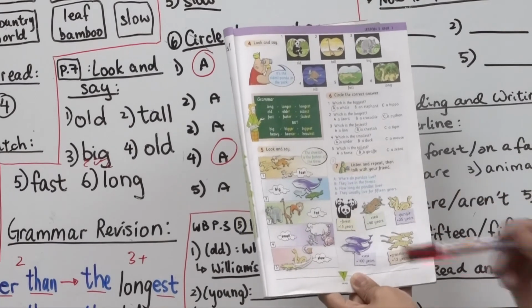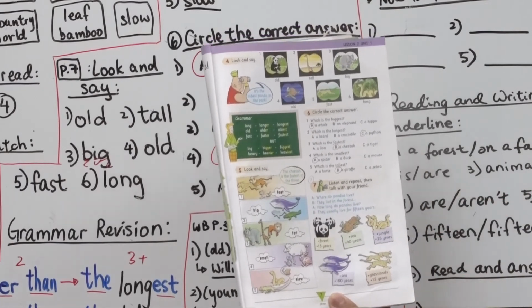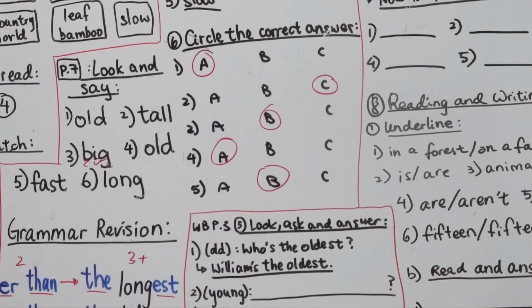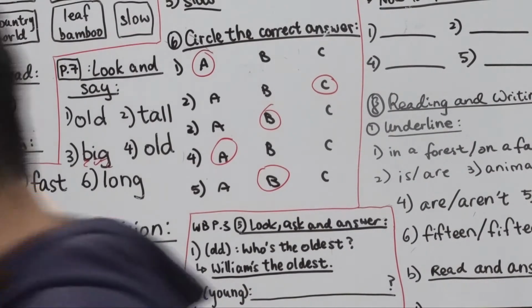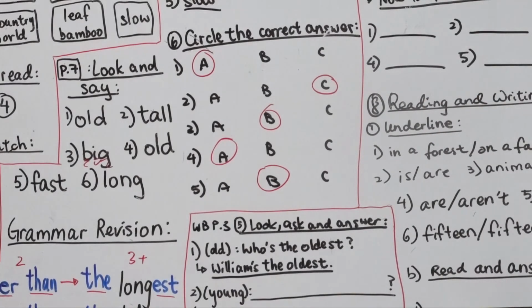Who lives the longest? Whale. Whales, right? They can live up to 100 years old. Wow, very, very long, right? Some turtles can live up to 100 or more years too, right? All right, very good. Now let's go to our workbook, okay?